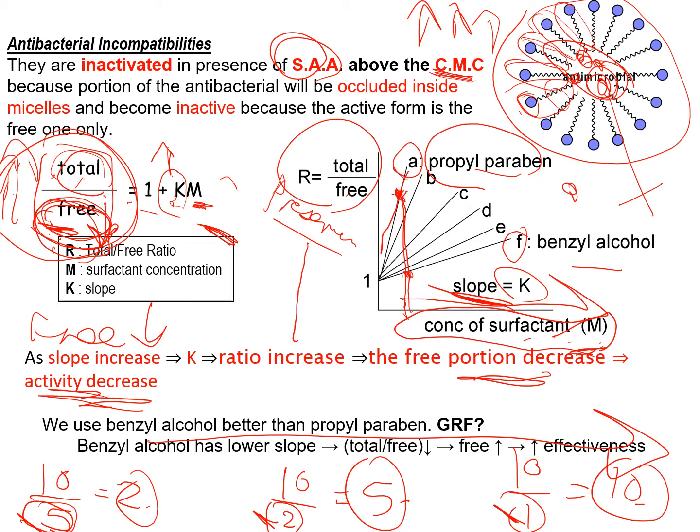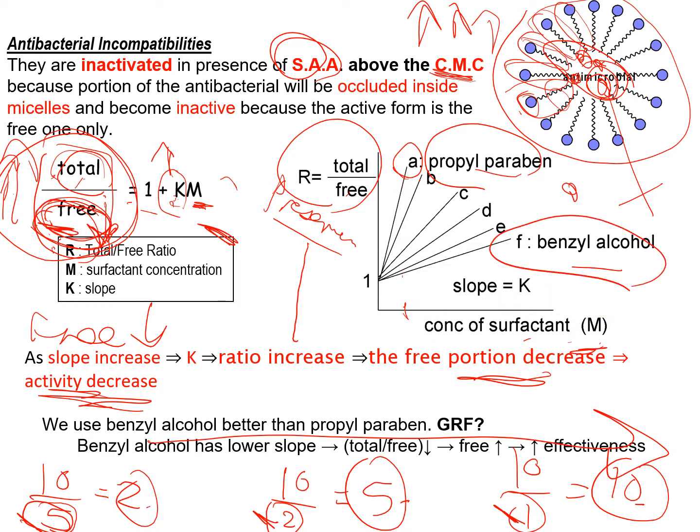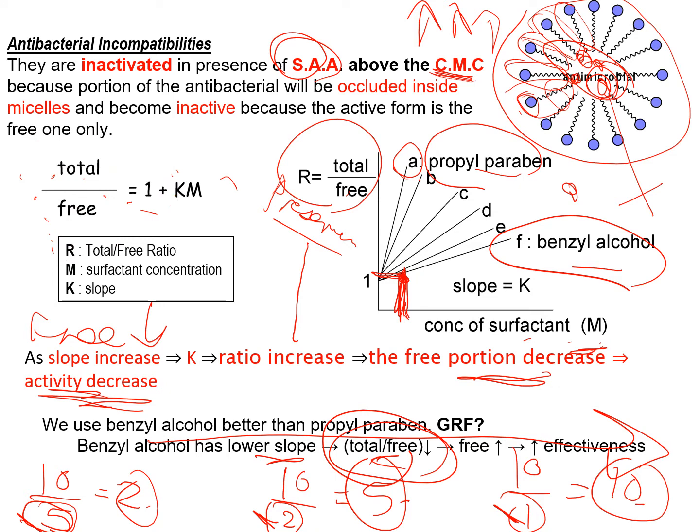On the other side, what is the best preservative now? The best preservative now is benzyl alcohol because at the same molar concentration of the surfactant, this line has the lowest slope. When the slope is lower, total over free is less. Let's reverse all that. When the slope is less, total over free is less. What does it mean? What makes this number smaller?